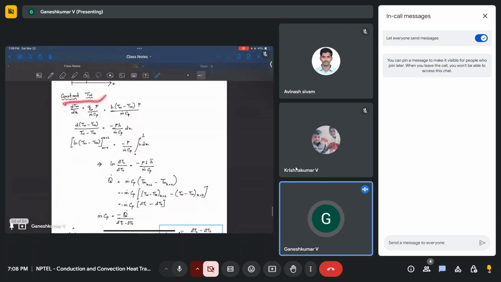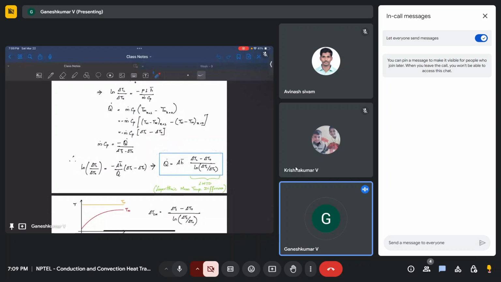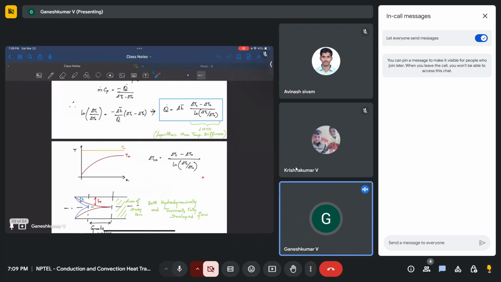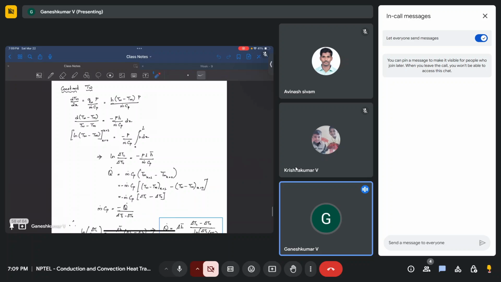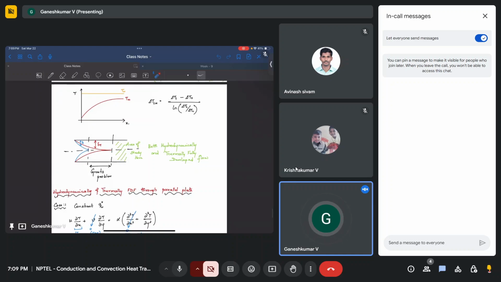Similarly, if you do a constant wall temperature, how would the profile look? Then you will have q dot as something like LMTD, the logarithmic mean temperature difference. We call it delta T LM here, and we can define this as delta TL minus delta T naught divided by the logarithm of delta TL by delta T naught. This is about both conditions: constant wall heat flux and constant wall temperature.